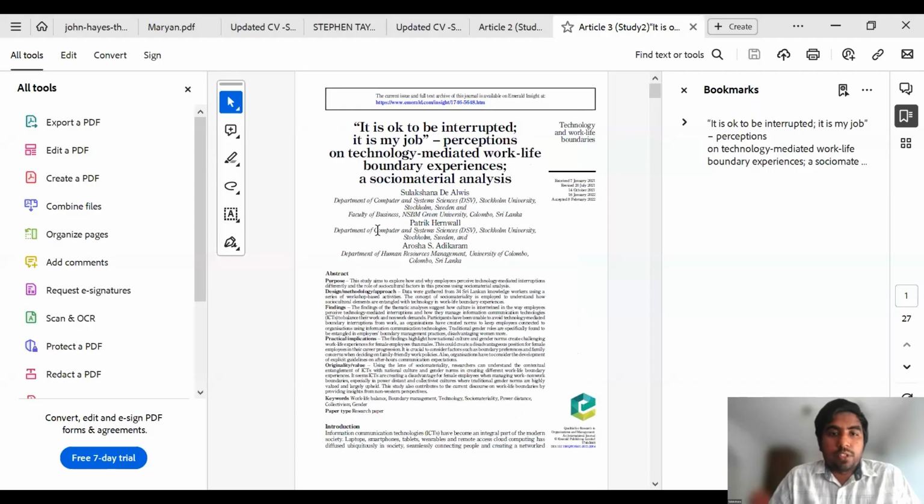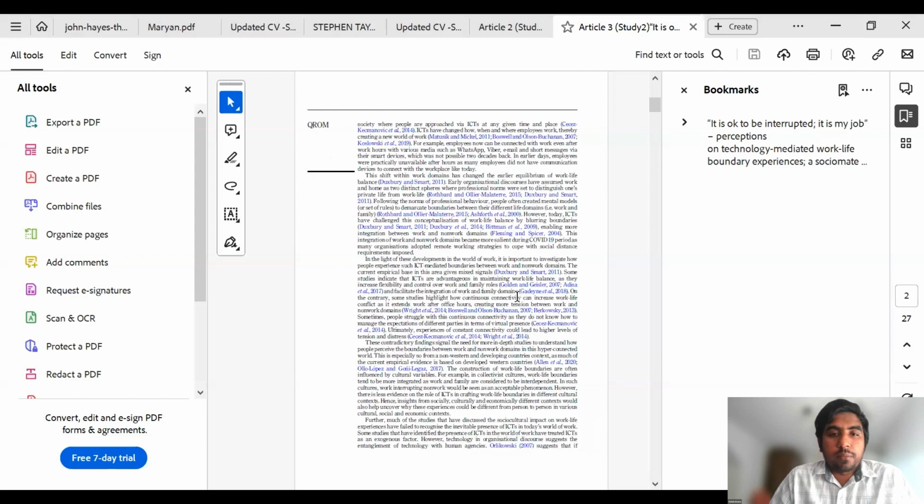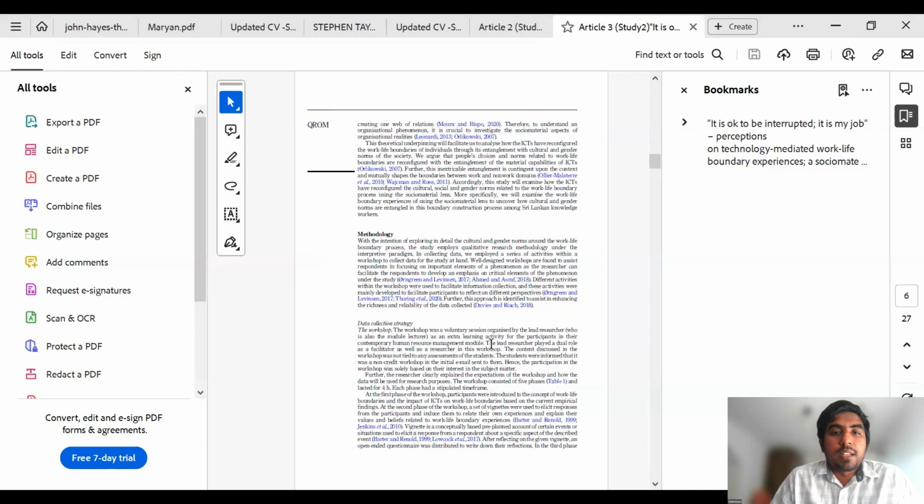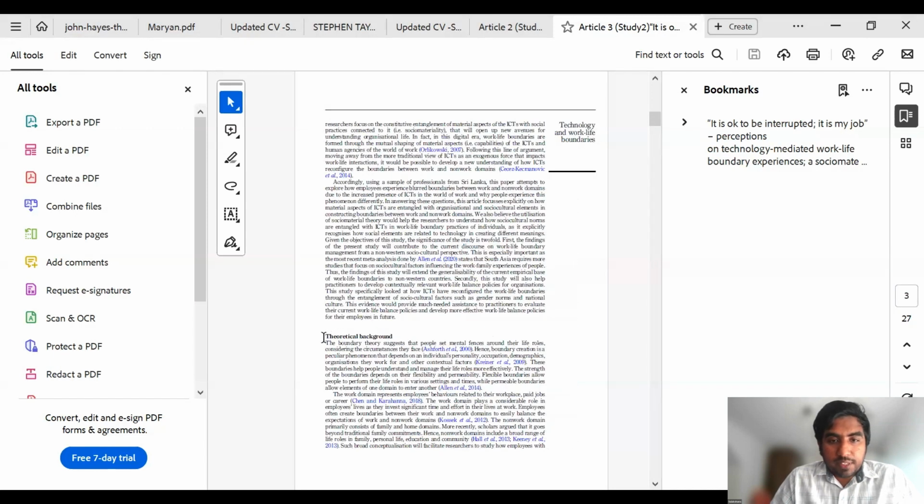Okay, I can show you a qualitative paper also. Okay, so this is a qualitative paper written by me. Again, same introduction. So you present the research question, the objectives, and the background of your study. And then you come up with the theoretical background.